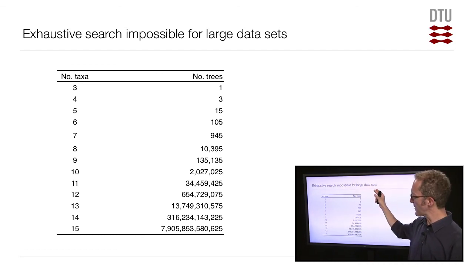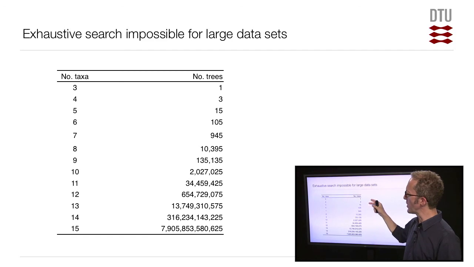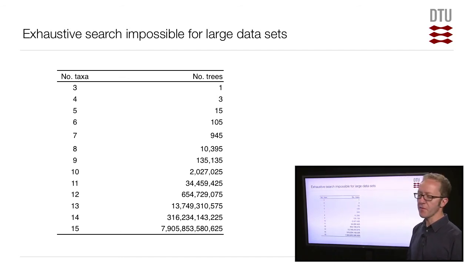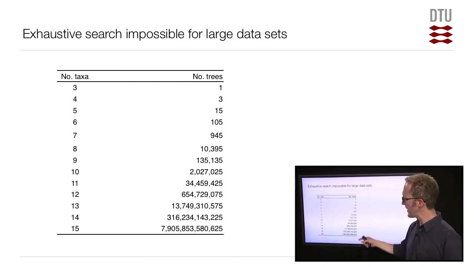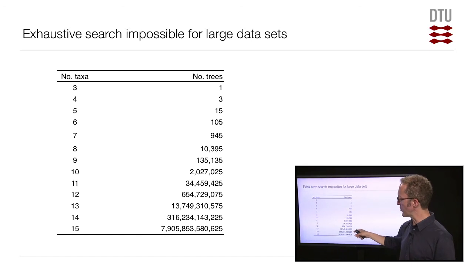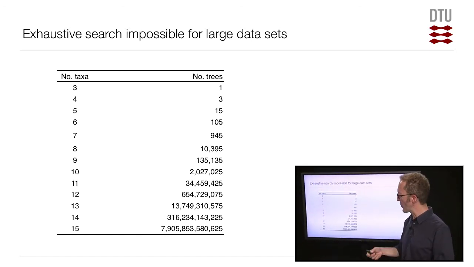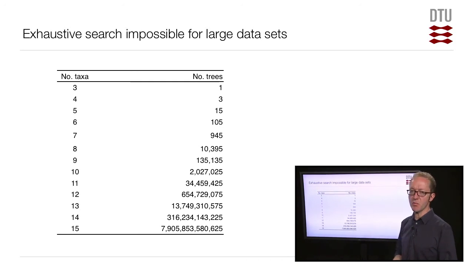This actually means that it's not possible to do an exhaustive search of tree space for larger data sets. With the computers and the storage capacity we have today, we can probably go to around 12, 13 species and do an exhaustive search. Above that, it would simply take too much time to look through all of these trees. For each of them, use the Fitch algorithm, store the number, and go back and find the smallest tree.